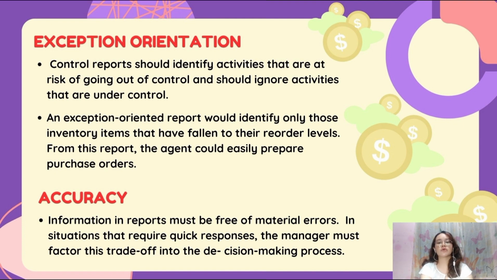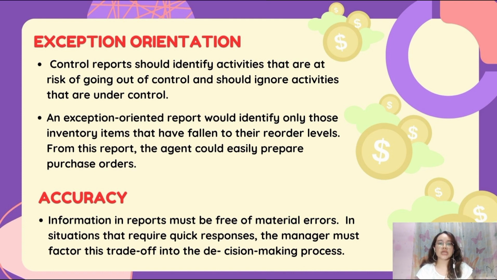Then, we have accuracy. Accuracy suggests that information in reports must be free of material errors. A material error will lead the user to make an incorrect decision or fail to make a necessary decision, so we must prevent this as much as we can.